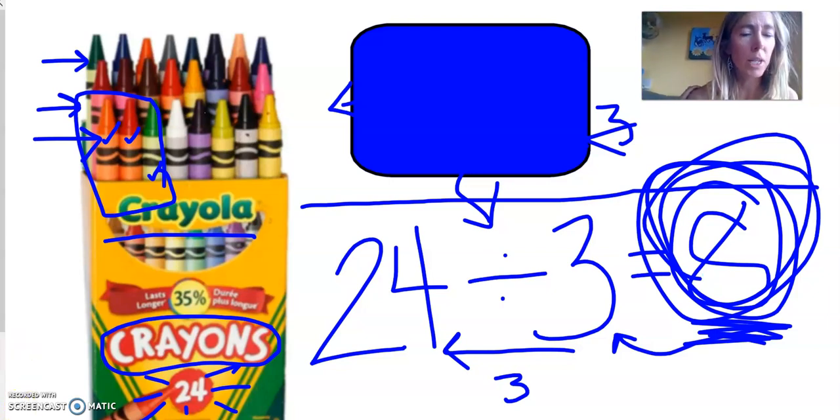Okay, good job with your multiplication division situations. Look around you. There are multiplication division situations everywhere.